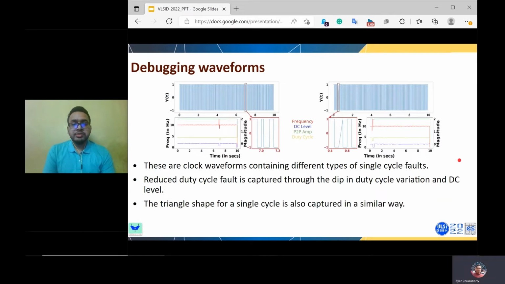Next, we have two interesting use cases in which there are single cycle faults occurring in a clock waveform. In this example, there is a decrease in duty cycle for one cycle, and in this example, instead of a square pulse, we get a triangular pulse for a single cycle. Both of these pulses have been caught by our algorithm, as you can see by the decrease in DC level and the duty cycle at these points, as well as a sharp change in frequency also. So our algorithm is able to identify these bugs as well.